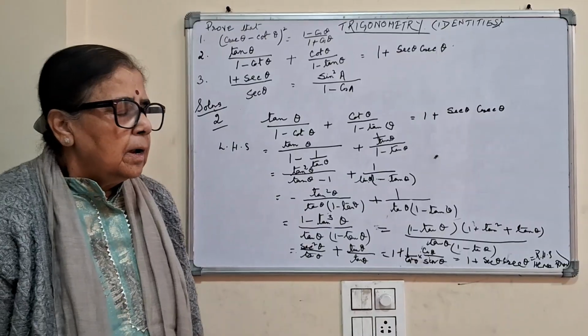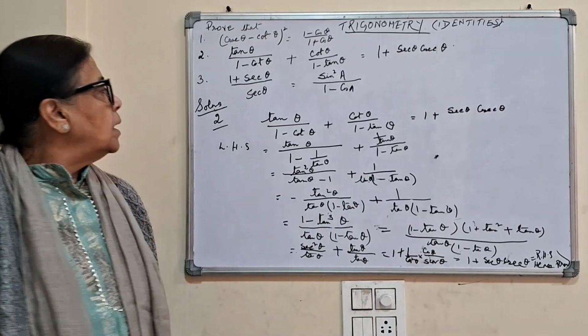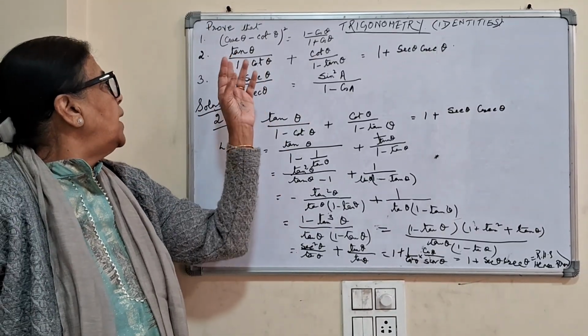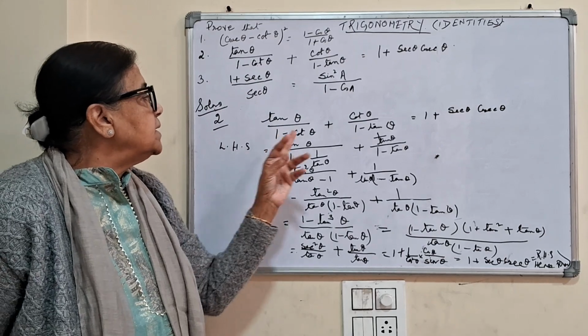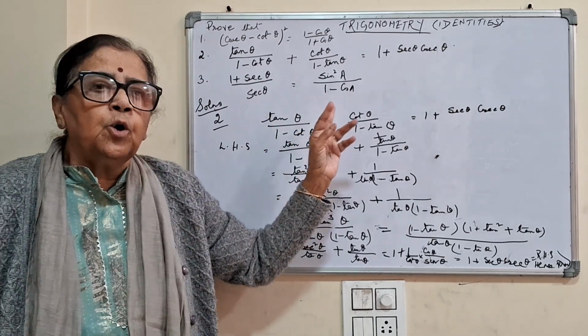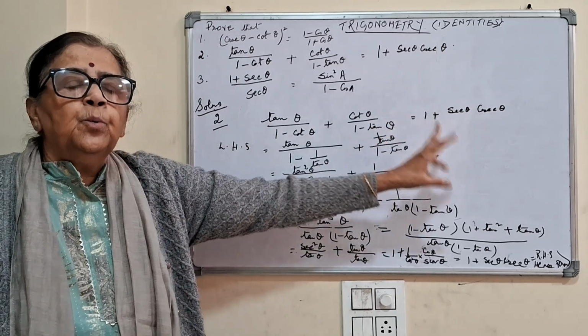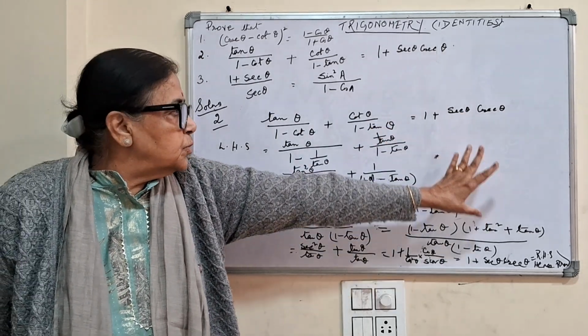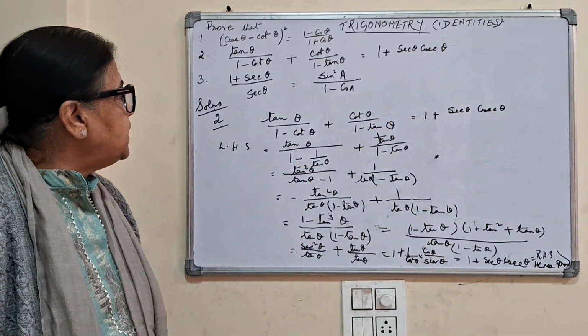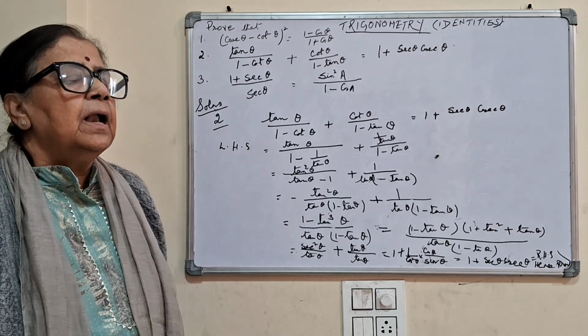Now question number 2. Prove that tan theta by 1 minus cot theta plus cot theta divided by 1 minus tan theta is equal to 1 plus sec theta cosec theta. I take the left hand side.